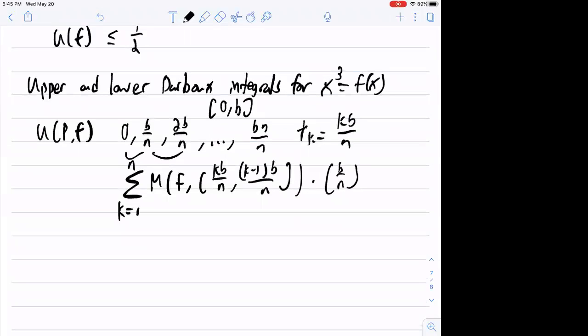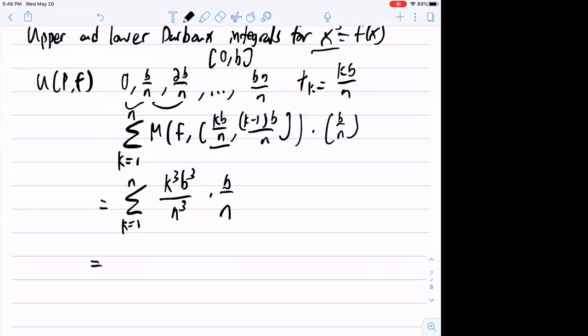Now, what is the sup? What is the biggest term here? x cubed is increasing, right? So it's just the value at the largest endpoint, which is this one. So I get k cubed b cubed over n cubed, because that's the value of my function, times b over n. And so here I get b to the fourth over n to the fourth, which I can factor out, right? I mean, there's no k there. I can't factor out the k cubed because my sum is dependent on k.